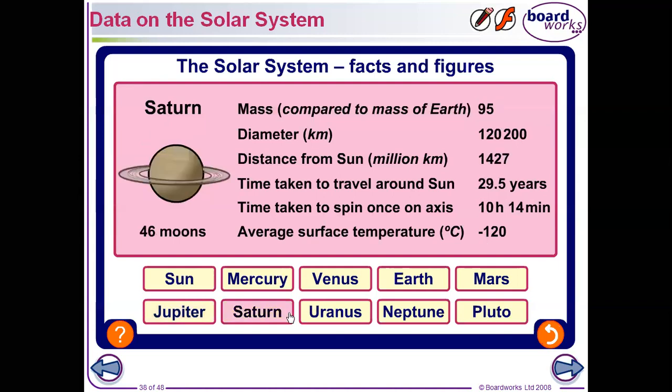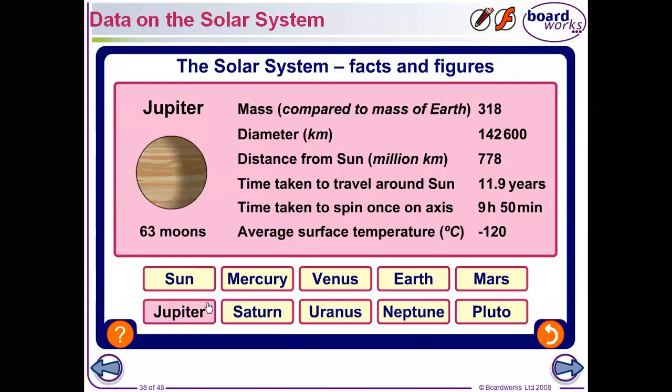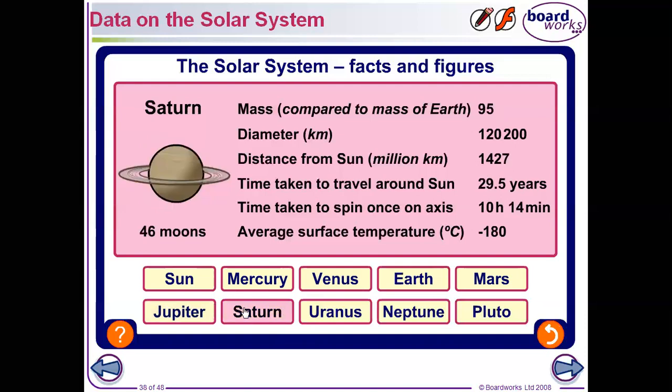The next is Saturn. Saturn is the planet with the greatest number of rings. Okay, but mind you, Jupiter has more moons than Saturn. But Saturn has more rings than Jupiter.